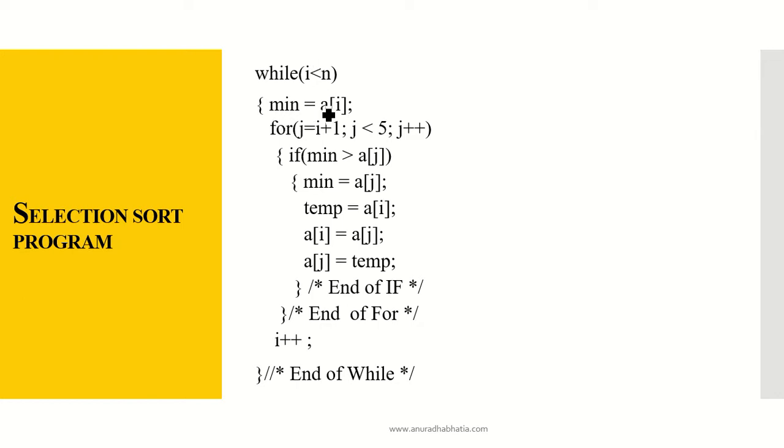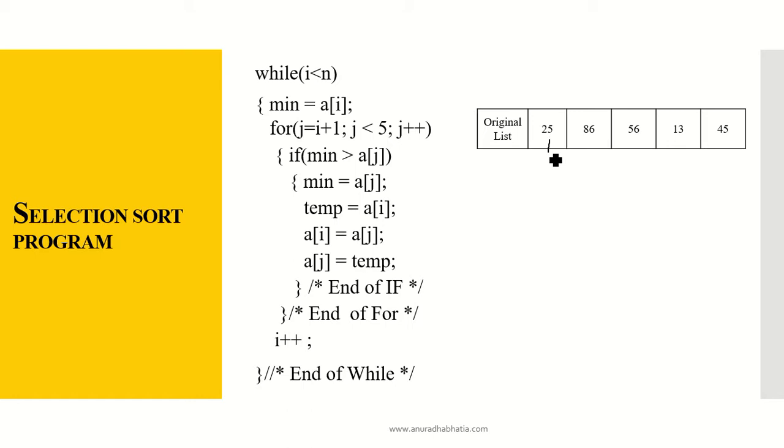So while i is less than n, i is initialized to 0. min is equal to a of i, so this is initialized as the first element. So this becomes my minimum element of the list. For j equal to i plus 1, so j will start from here. We have 5 elements, so we've written 5 by default over here, or you can replace it with n. If min is greater than a of j, is my min greater than a of j? Min is 25, a of j is 86. No, it is not, so it will not enter this if.